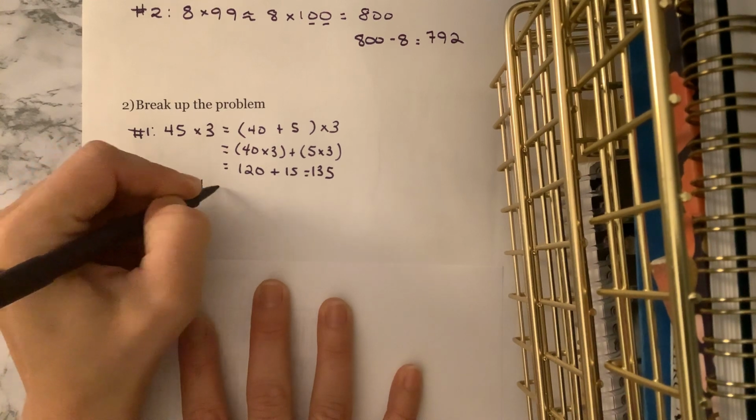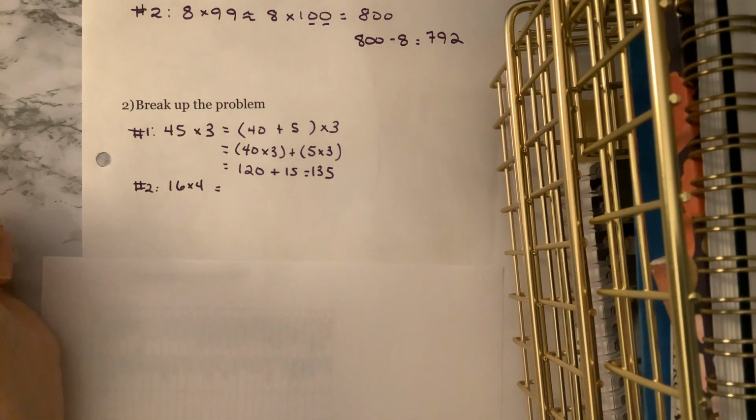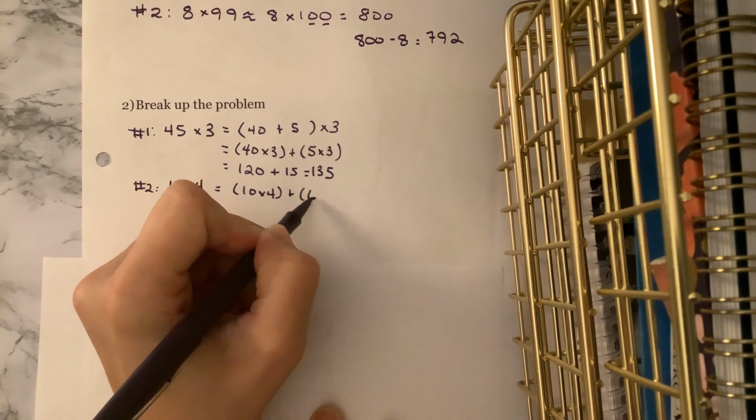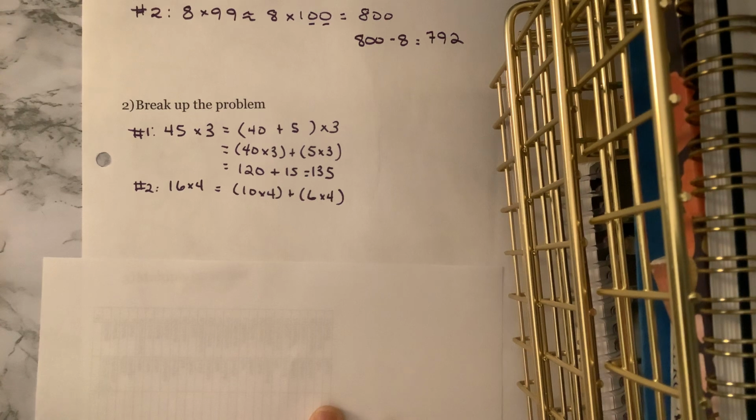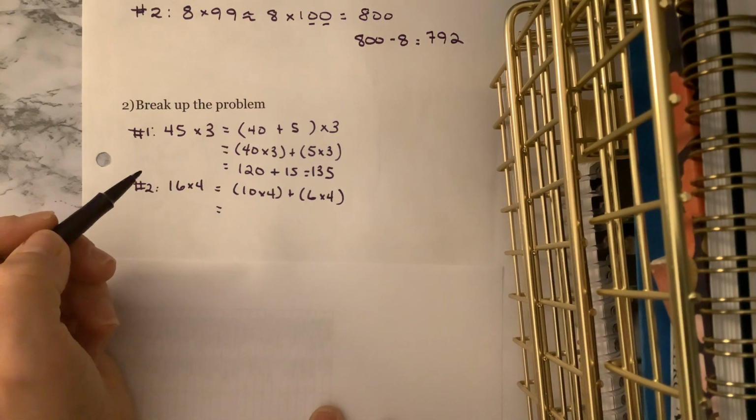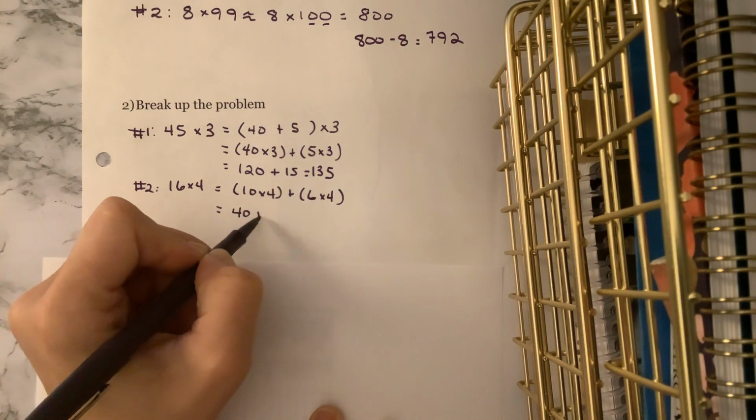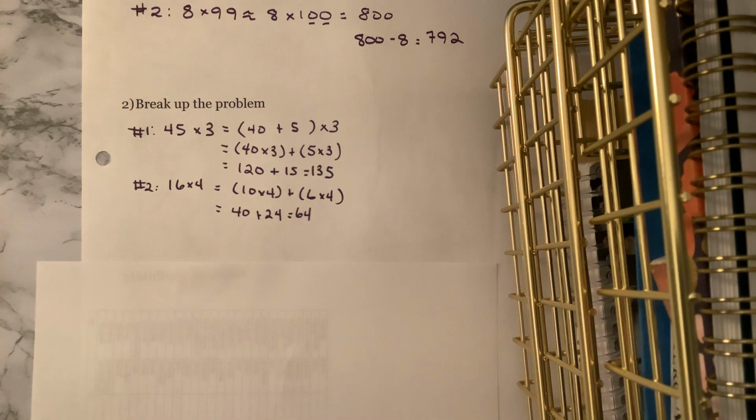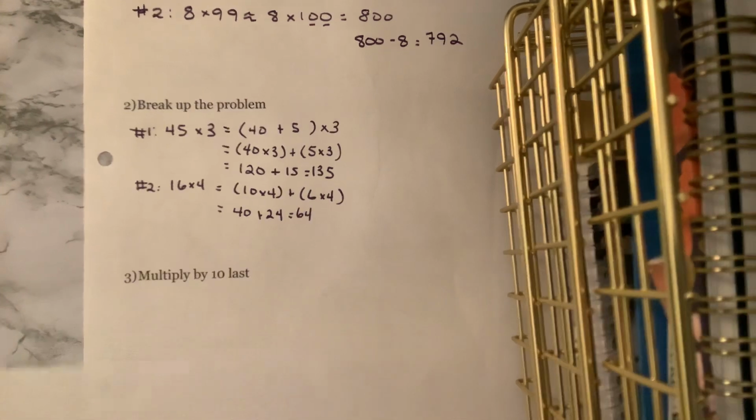16 times 4. Not necessarily something that you can do in your head. However, 10 times 4 you could do in your head, and 6 times 4 you could do in your head. So 10 times 4 is 40, 6 times 4 is 24. We add them together to get 64. So we're going to go ahead and work on some practice with break up the problem. We're going to do probably 3 again. And again, when you feel confident, then you should go on and do it on your own.